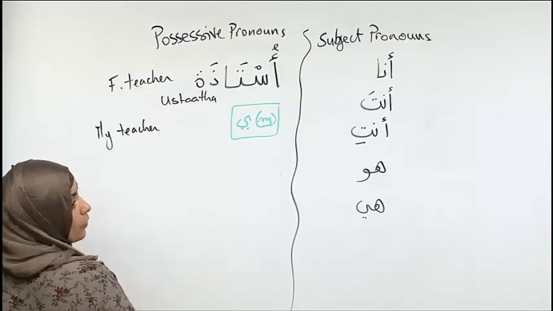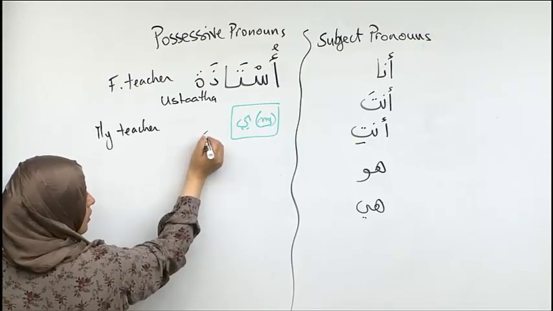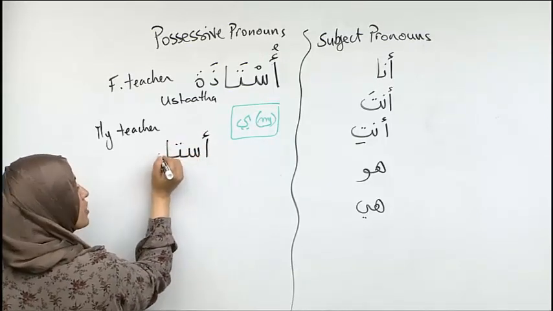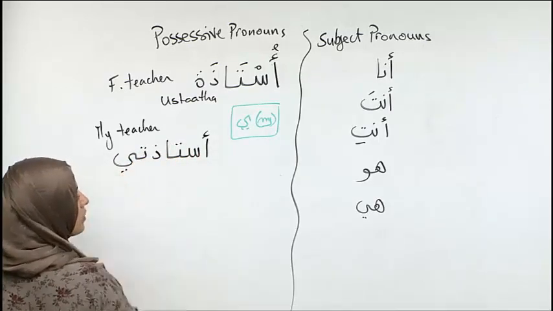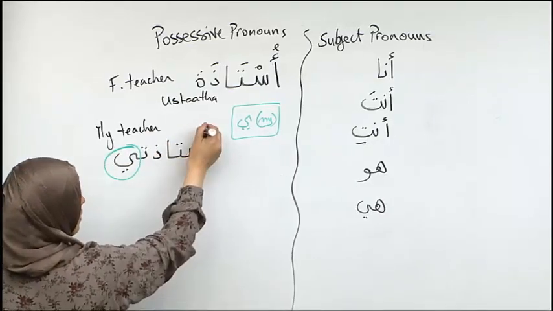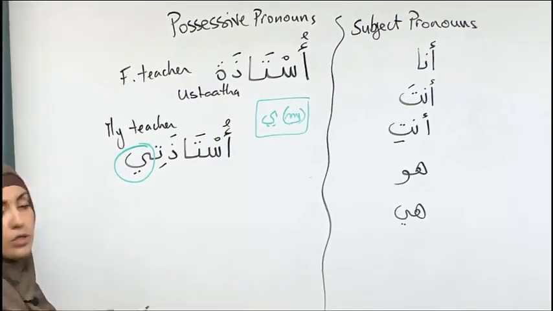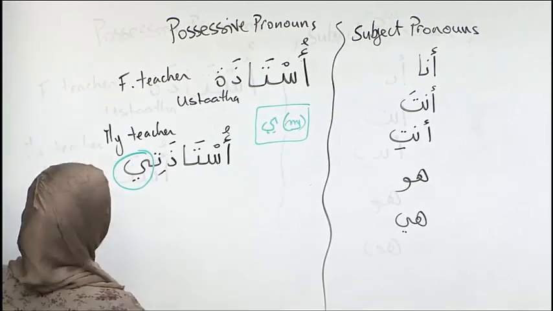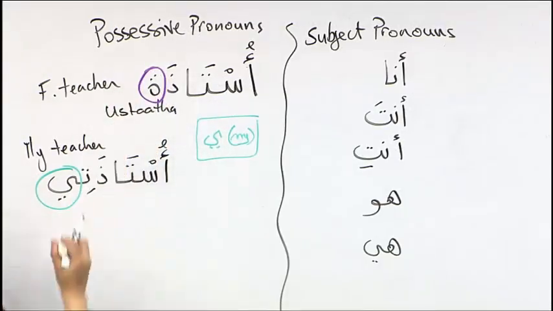Look, you have to add it at the end. So do you have to pronounce the ta or not? Yes, you do, because it's feminine. If you say ustadi, that's going to be my male teacher. So the ta changes to regular ta and it becomes ustadati. Because this ta right here is part of the word that refers to feminine. So if you're saying my teacher, you have to make sure you refer to your female teacher. My female teacher, ustadati. If you say ustadi, that's going to be my male teacher. Okay? Ustadati.